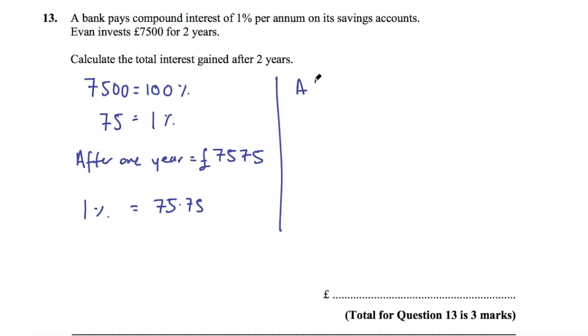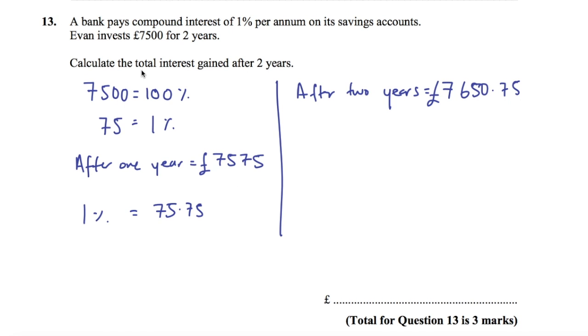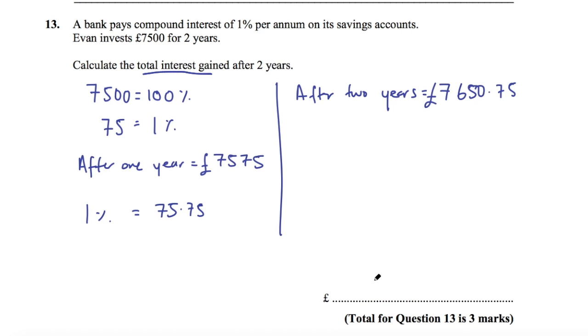So after 2 years, we're going to have 7,575 plus 75.75, or 75 plus 75, that's 150. So we'll have 7,650.75 pounds. And then because it says in the question, calculate the total interest, we need to figure out the difference between the initial investment and the final amount. So that's going to be 150.75.